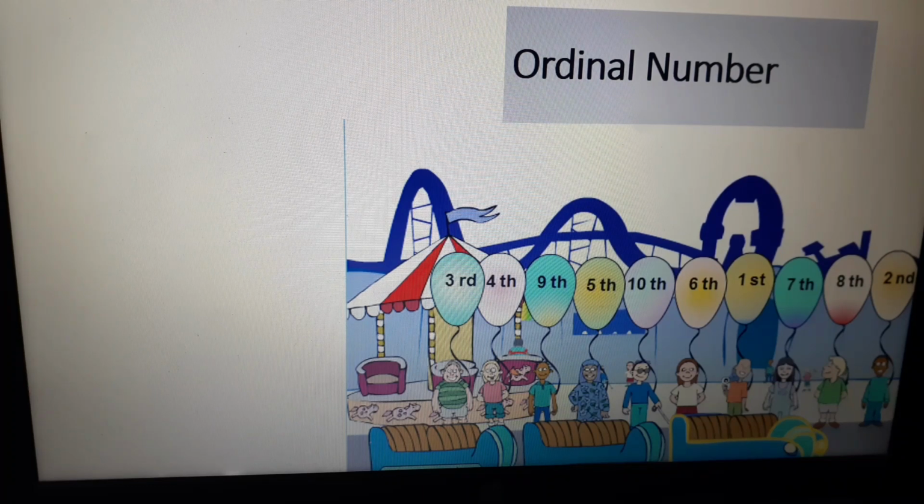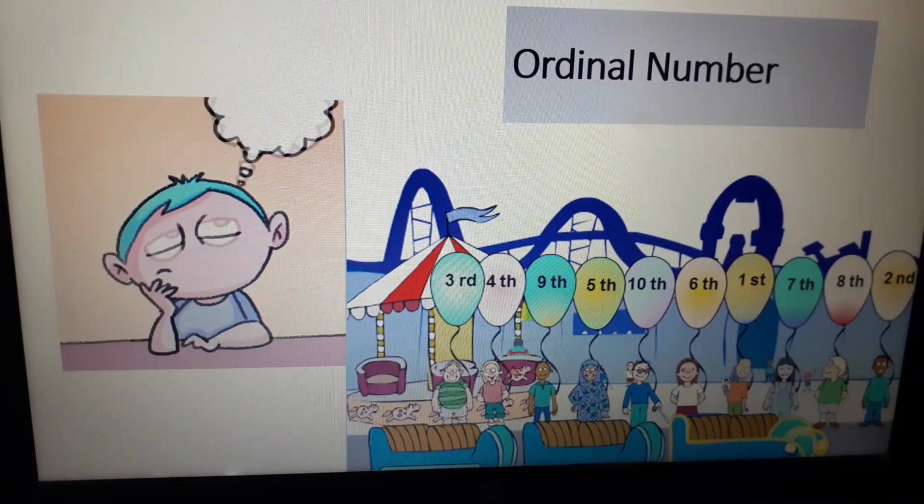This may be from an amusement park. Some people are standing side by side and they are holding balloons. And these balloons are indicating some numbers. These kinds of numbers are basically ordinal numbers. What is an ordinal number actually? Any idea?